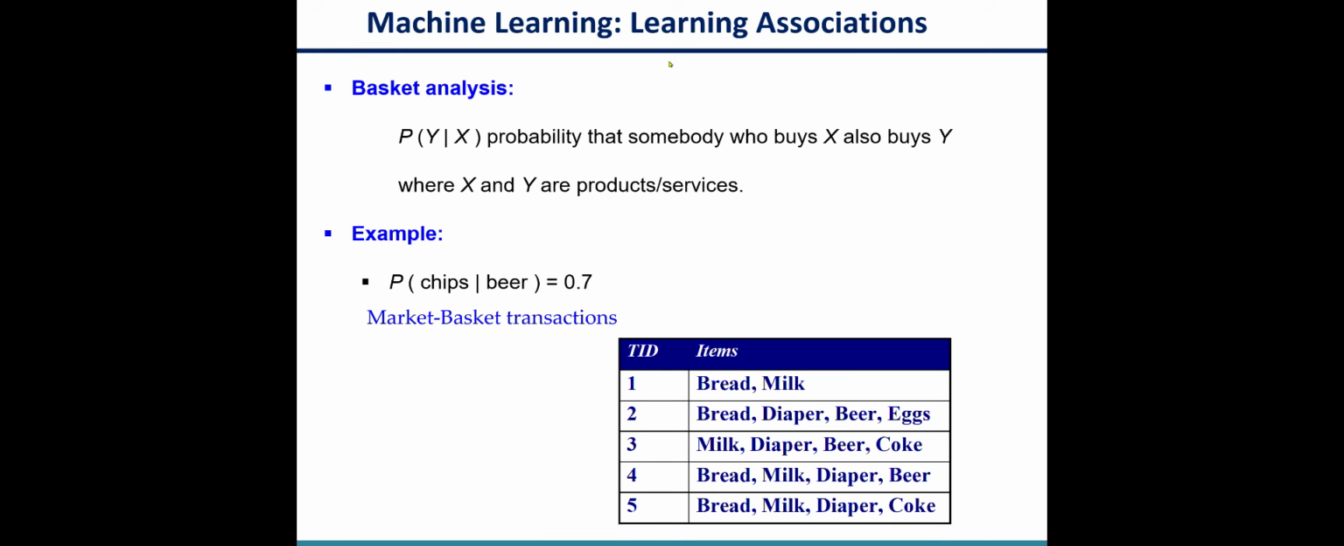So here we are going to talk about the association analysis example. We have P(Y|X), the probability that somebody who buys X also buys Y, where X and Y are products and services. For example, P(chips|beer) = 0.7, that is market basket transactions. If you go to buy bread, you can suggest buying milk, bread, diaper, beer. These are some associations with each other.